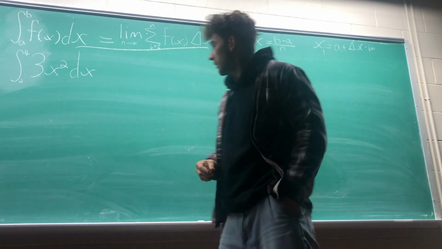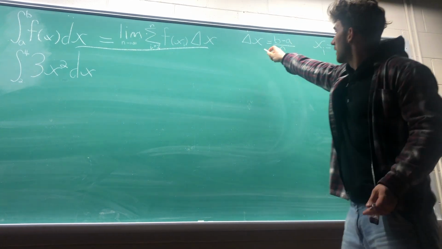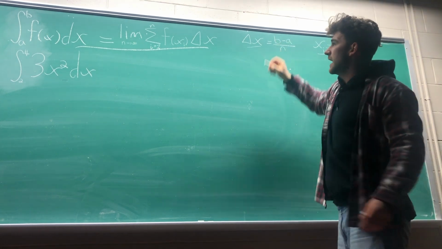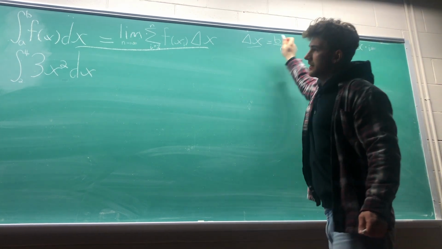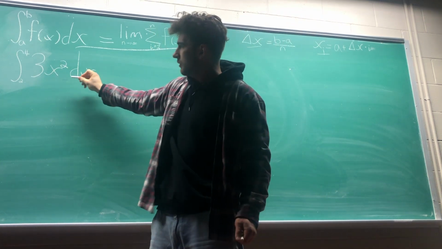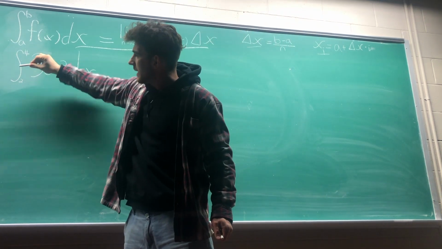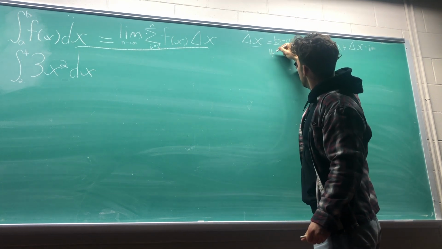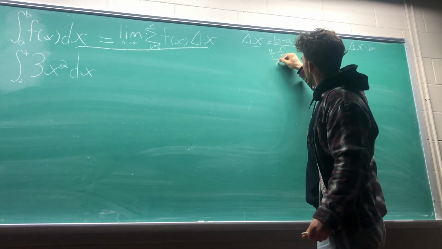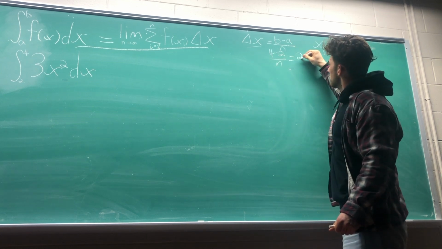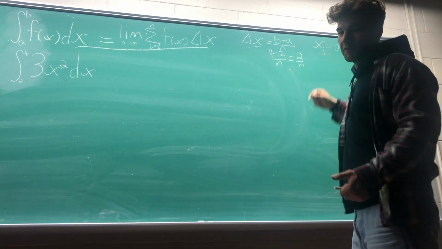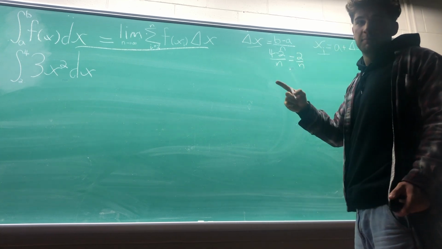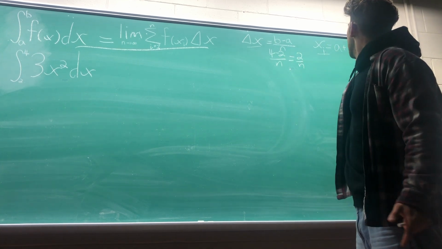The first thing you're going to want to do is, I have my formulas for delta x and xi up here. So we're going to start with delta x, and that is b minus a, right? And this is the integral we're solving, so we got b minus a, 4 minus 2 over n equals 2 over n, right?